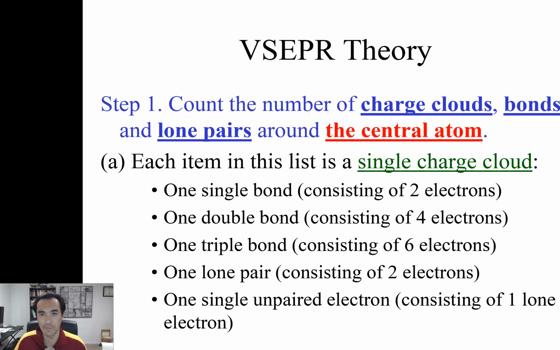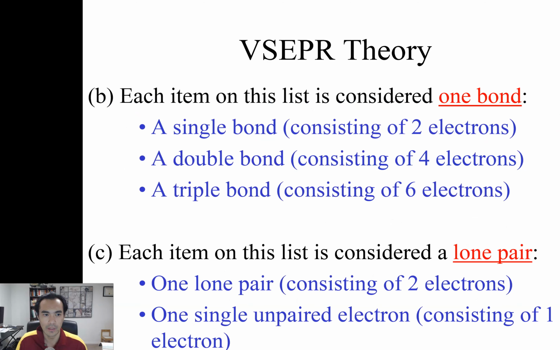For a double, you're going to have 4, and obviously for a triple, you're going to have 6. A lone pair is going to be 2 electrons, and a single unpaired electron is considered 1 lone electron. Part B is putting each item as 1 bond, whether it's a single, double, or triple, as defined in the previous slide. A lone pair is something that only has 2 electrons on the outside, and an unpaired electron only has 1.